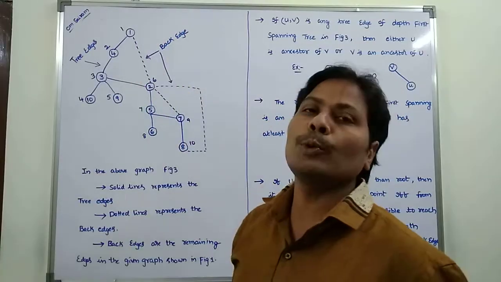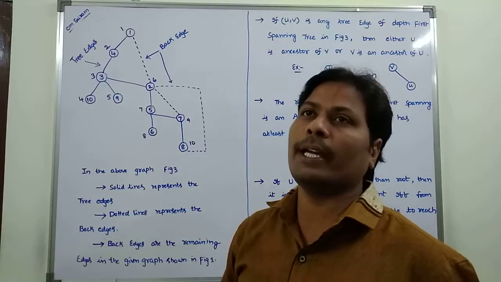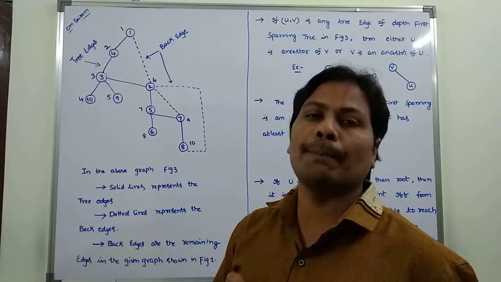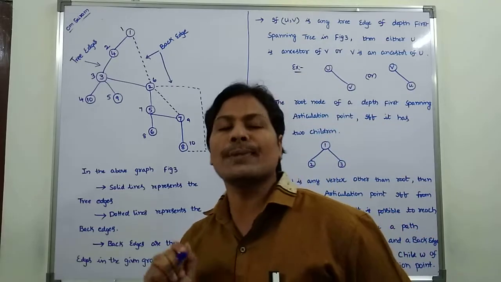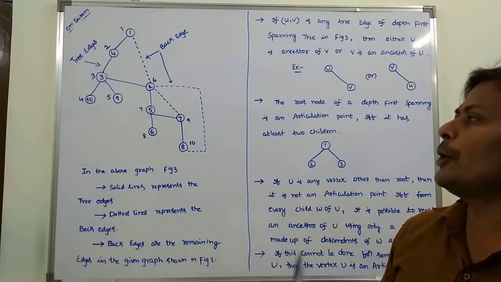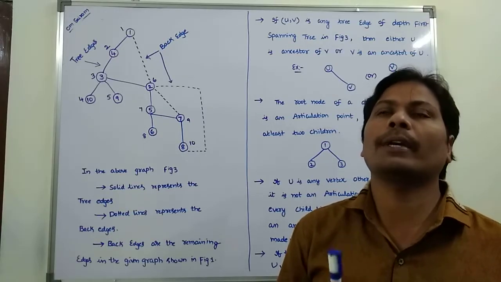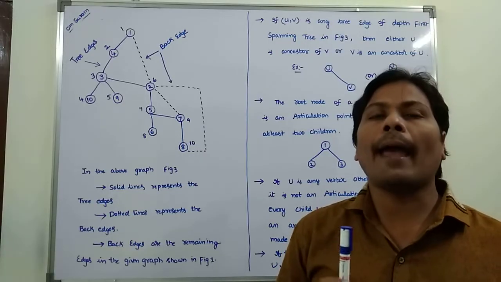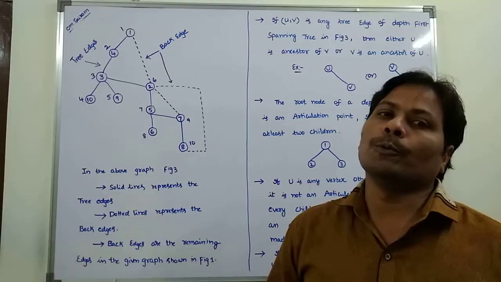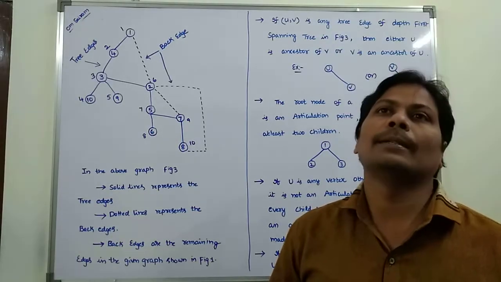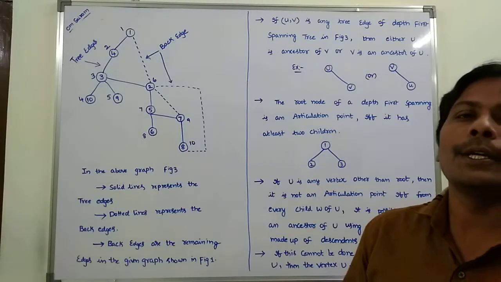Then we can say that the root node of the depth first spanning tree, vertex 1, is not an articulation point. The root node of the depth first spanning tree is an articulation point if and only if it has two children. Next, suppose u is any vertex other than the root in the depth first spanning tree. The vertex u is not an articulation point if and only if the child of u, that is w, and its descendants make a path to reach an ancestor of u.